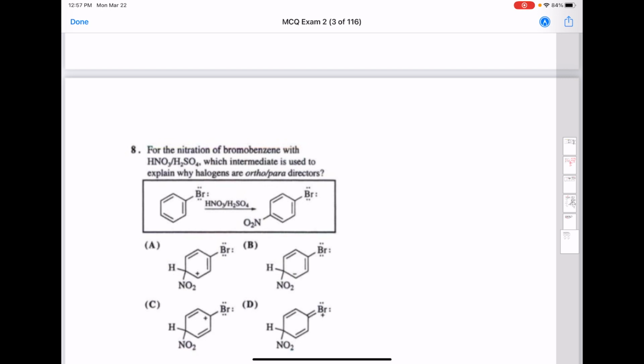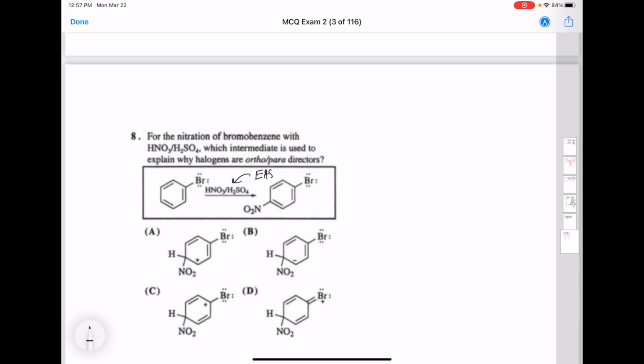So an ortho-para director, like I had mentioned earlier, this is an EAS reaction, right? A nitration reaction. And for an EAS reaction, the status of a functional group as an ortho-para director or as a meta director will have a strong role in deciding where the next substituent can be added through an EAS reaction.